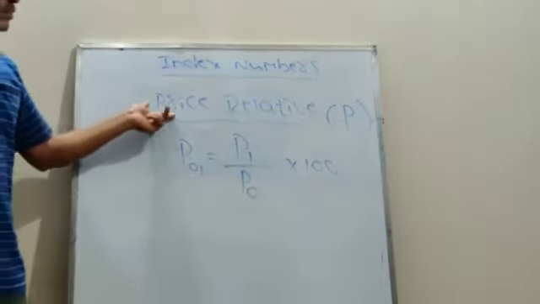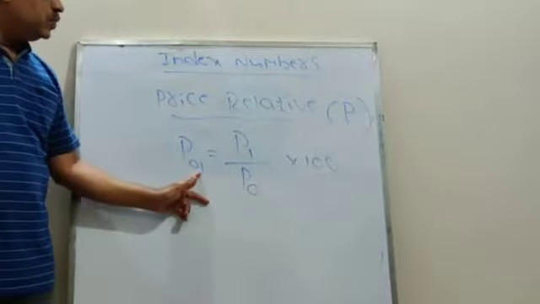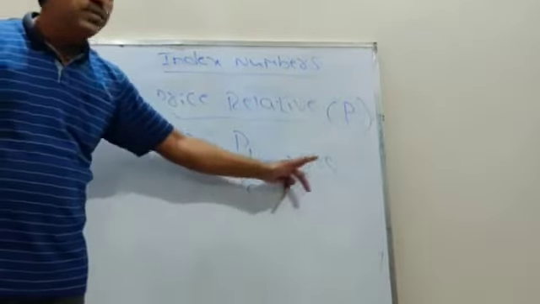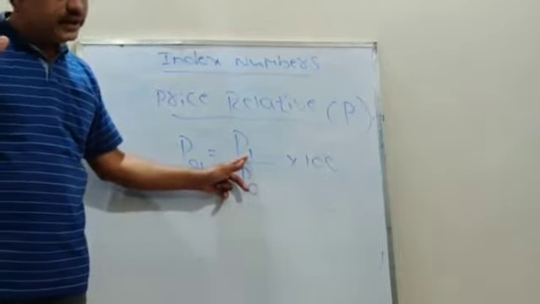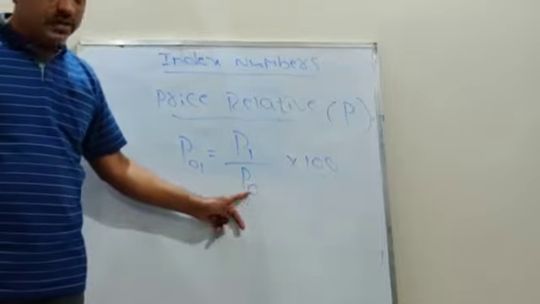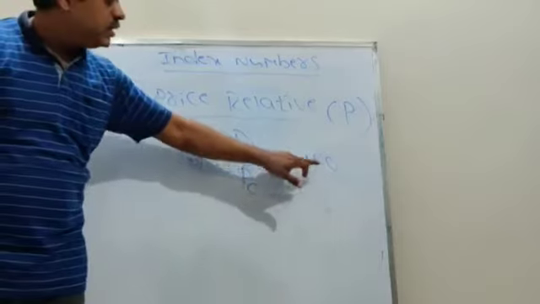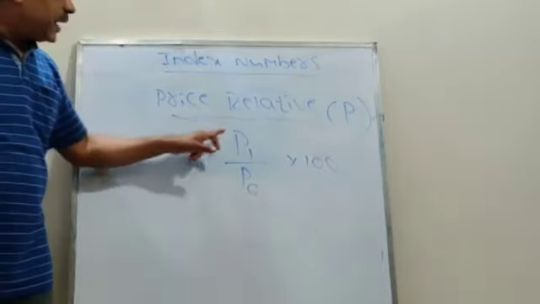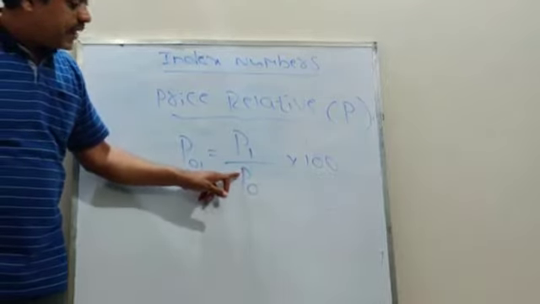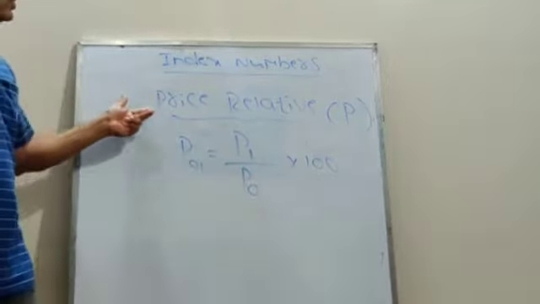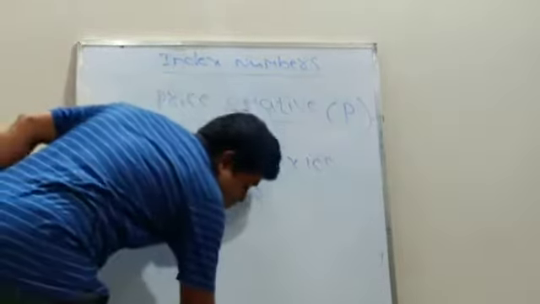What I have to say is that price relative is usually denoted by letter P. That is P01 equal to P1 by P0 into 100. Here 1 indicates, as already discussed, the current year, and 0 indicates the base year. This price relative can be defined as the percentage of the price in the current year by the price in the base year. This is what the price relative. Okay, this is the definition of price relative.